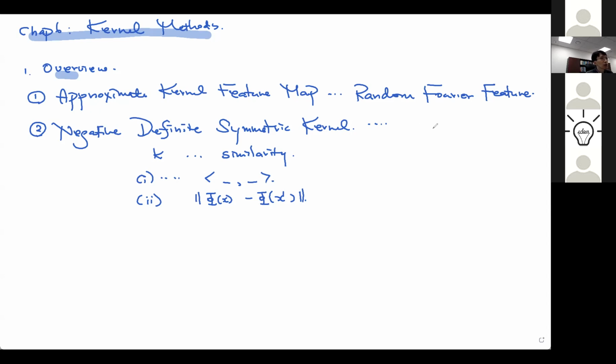And it will give you some idea about one of the most popular kernels that you will encounter in practice, the RBF kernel that we talked about many times. So this is sigma squared. And then the idea of negative definite symmetric kernels will enable you to generalize this notion to a more general context. Okay, so let's start with the approximate kernel feature map.